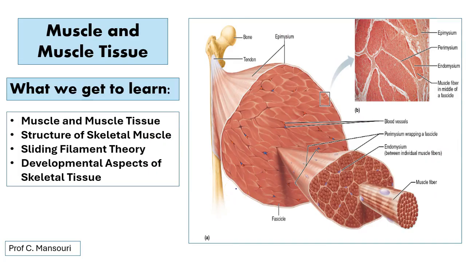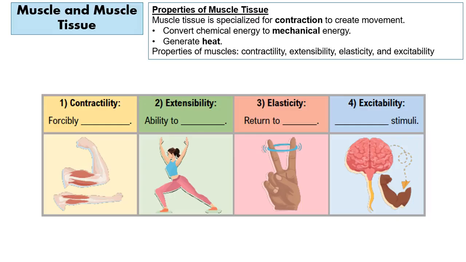Then we're going to talk about, well, how do muscles contract? That's going to be our understanding of the sliding filament theory. And finally, we'll end with developmental aspects of skeletal muscles. Where are skeletal muscles generated from an embryonic standpoint? So let's focus on the properties of muscle tissue.